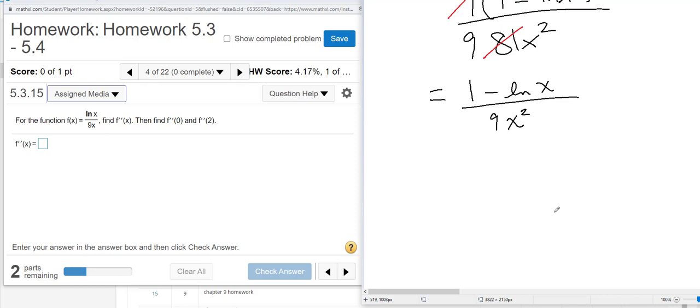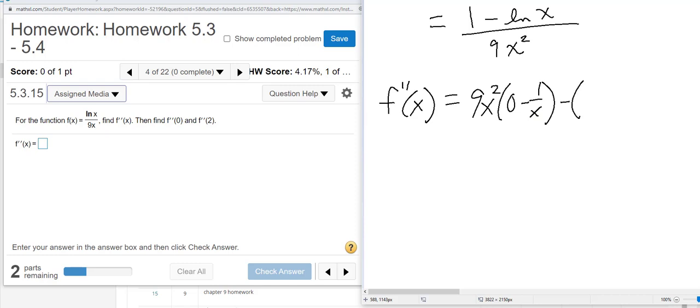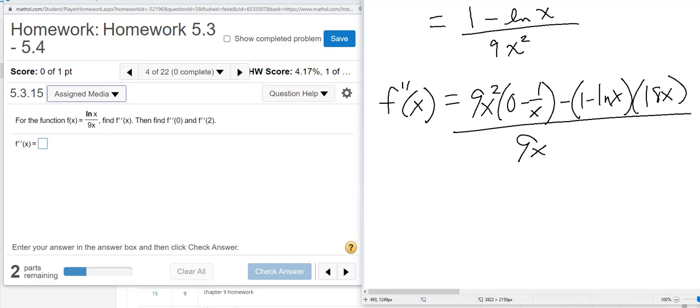Now they want me to take the second derivative, so I'm going to use this expression and the quotient rule. Denominator, 9x squared. Derivative of the numerator, 0 minus 1 over x, minus the entire numerator, so I'll put it in parentheses, times the derivative of the denominator, 18x, all over 9x squared, quantity squared.